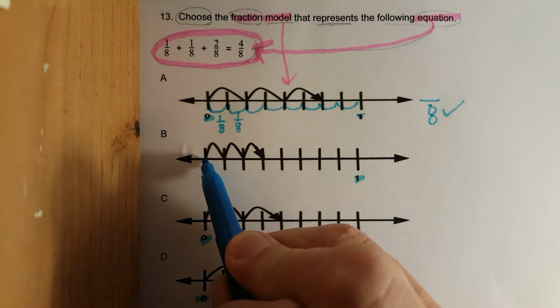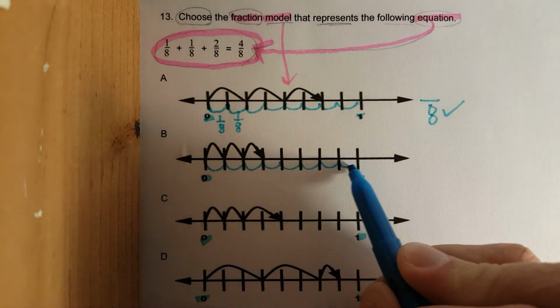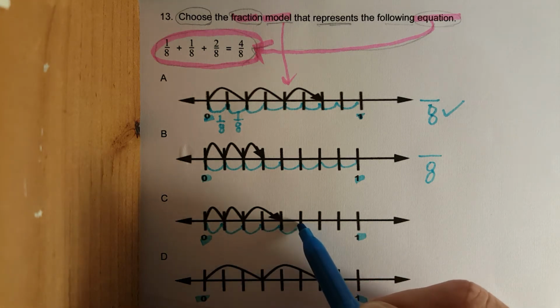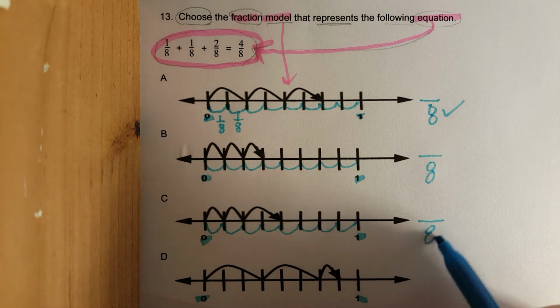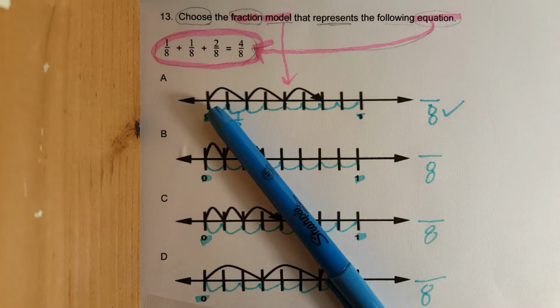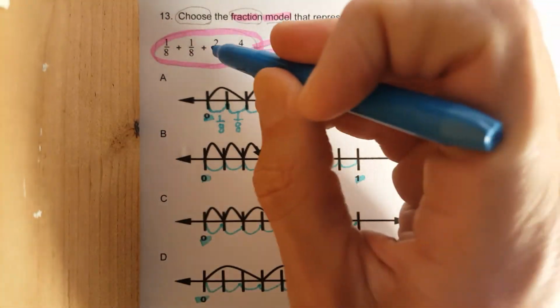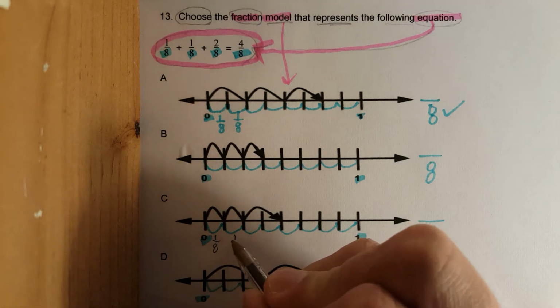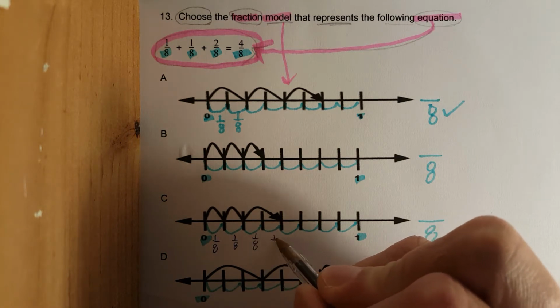Let's double check the other ones. 1, 2, 3, 4, 5, 6, 7, 8. Yep, this one's over 8 too. 1, 2, 3, 4, 5, 6, 7, 8. This one is over 8. What do you think the odds are that this one's going to be over 8? 1, 2, 3, 4, 5, 6, 7, 8. There we go. Okay. Blue. Oh, let's highlight those. Blue, blue, blue. Notice how they all have 8 on the bottom. Awesomeness. Now, just to show you, every single one of these is 1 over 8.